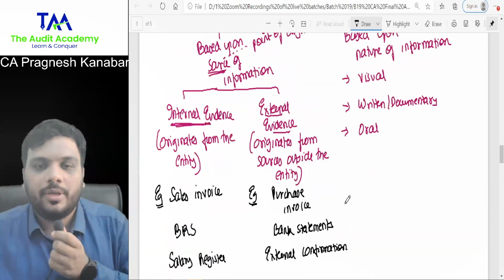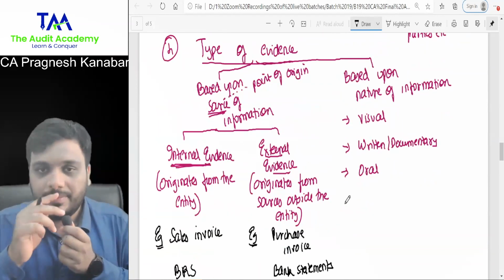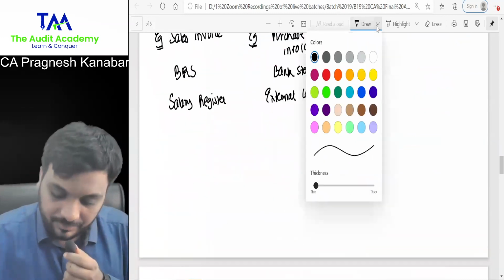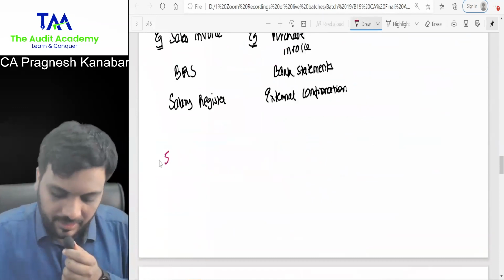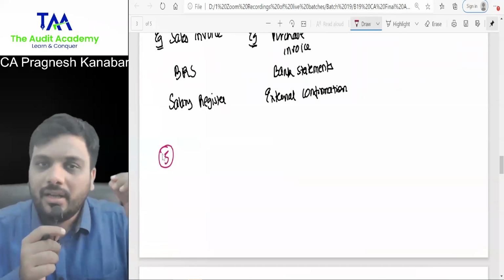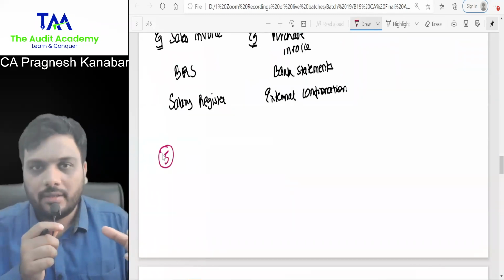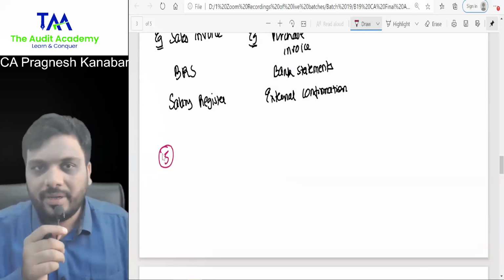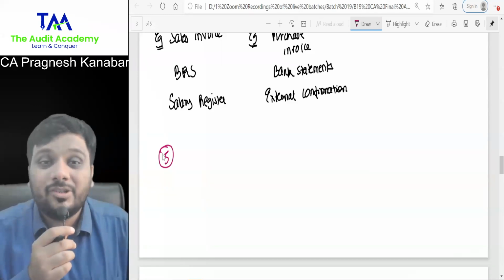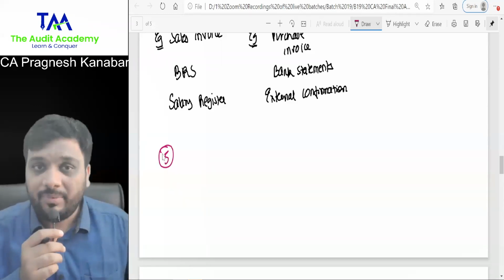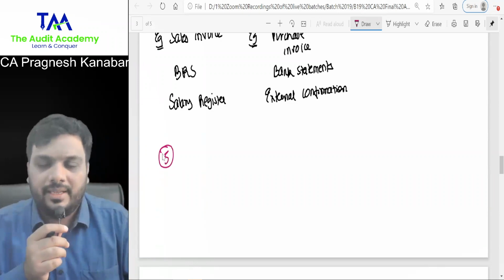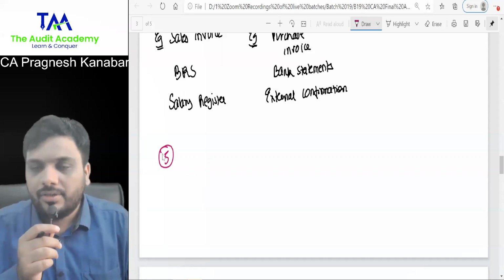So, type of evidence based upon source of information, based upon nature of information. Now, let us say I wanted an external confirmation from a supplier regarding the goods that have been purchased by the entity that I'm auditing. Let us say that supplier is not responding. I requested the supplier, even the entity is cooperating with me, but the supplier is just not responding. Then in that case, what shall I do? Shall I skip that particular item?